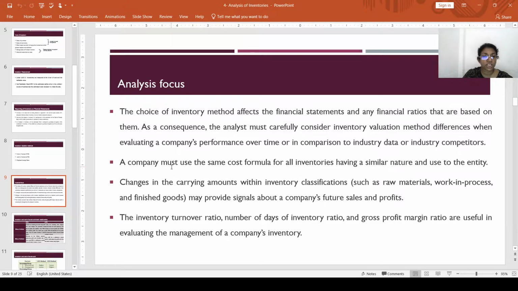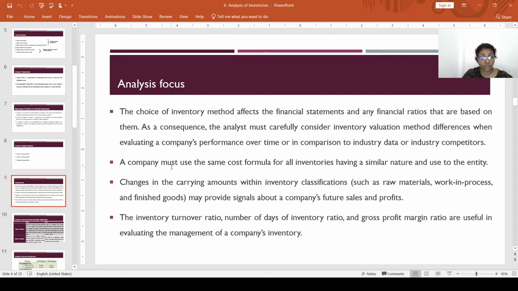The company must use the same cost formula for all the inventories having a similar nature and use to the entity. The changes in carrying amount within the inventory classification, such as raw materials, work in progress, and finished goods, may provide a signal about the company's future sales and profit.